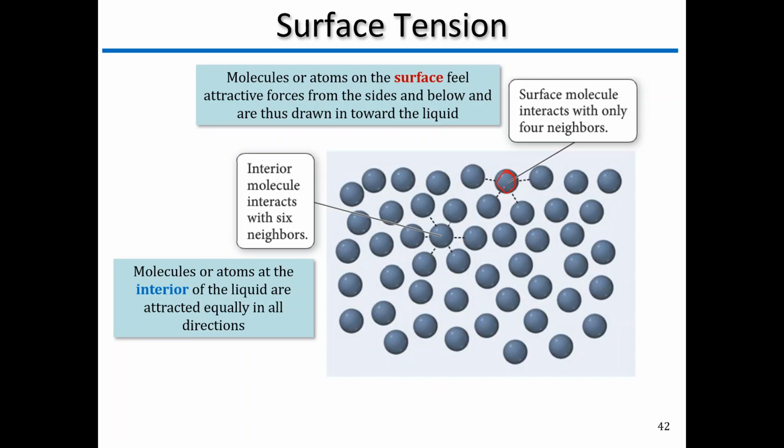If I'm, for instance, this particular molecule, I feel forces pulling me this way, this way, this way, and this way. There's nothing pulling on me in this direction, and the reason is that there's simply no molecules there to be pulling on me. In other words, I'm interacting with my neighbors, and when there's not a neighbor, there's no interaction.